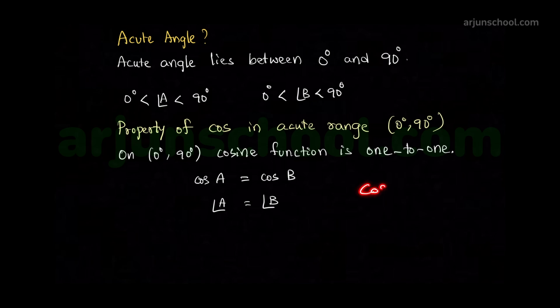You have to note that the condition acute matters because outside the acute range, cosine can repeat values. For example, cos 60 degrees is equal to cos 300 degrees, but 60 degrees is not equal to 300 degrees. In acute angles 0 to 90 degrees, this kind of repetition does not happen. So, equality of cosines forces equality of angles.